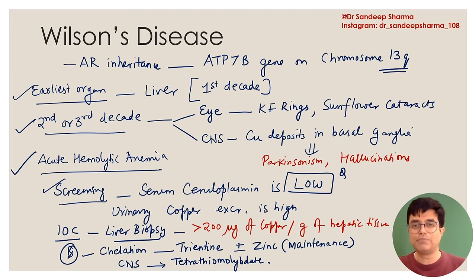So what is the simple trick? Tomorrow you are eating chocolate. Somebody says, why are you eating chocolate? I'm eating copper. Right? Stupid way, but you will remember it. So what will a Wilson disease patient not eat? Fruit and nut chocolate. Stupid trick, but you will remember it, right? Not asked in the FMG exam.